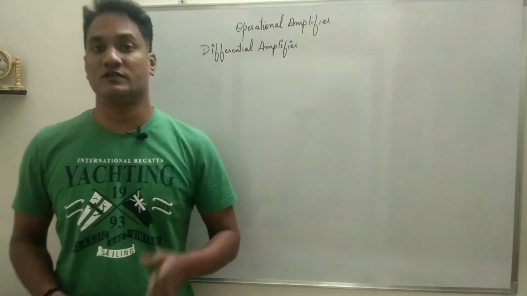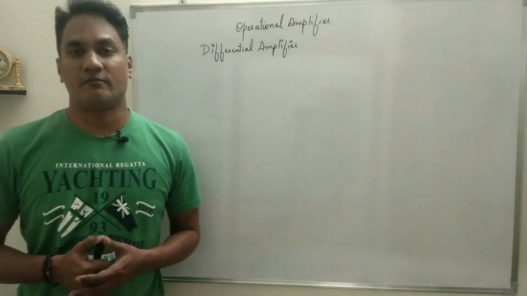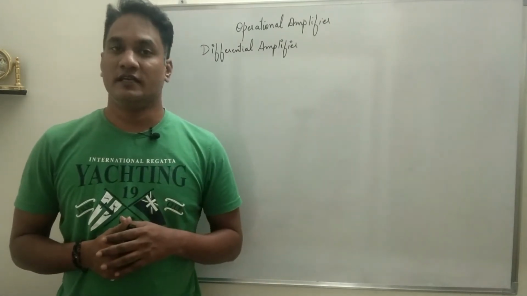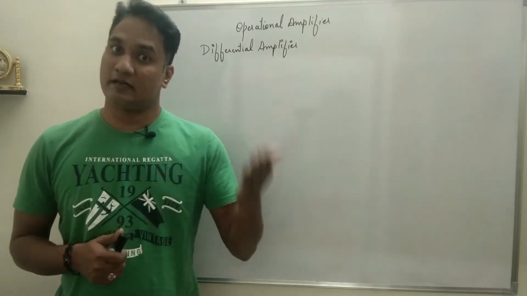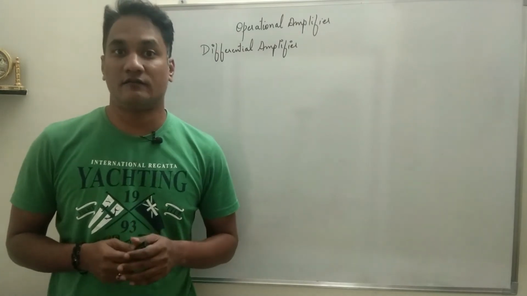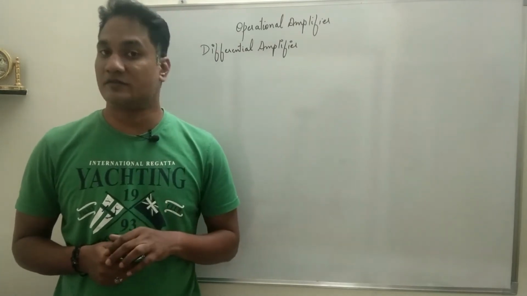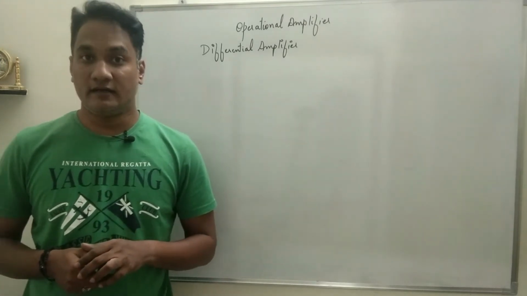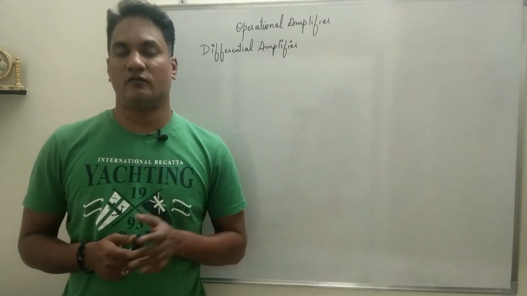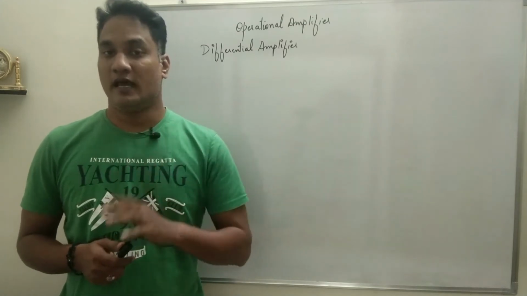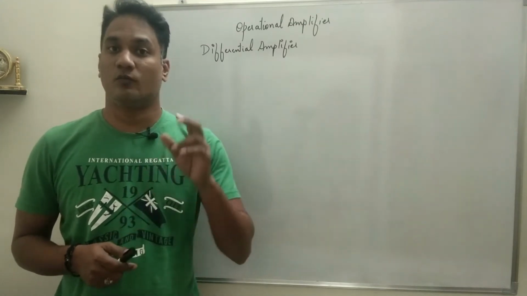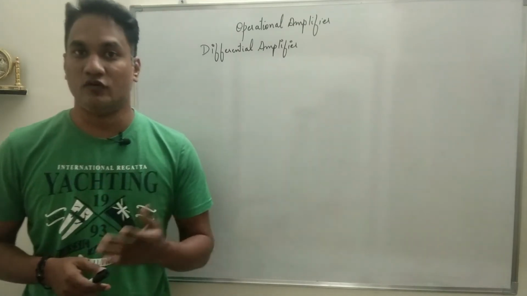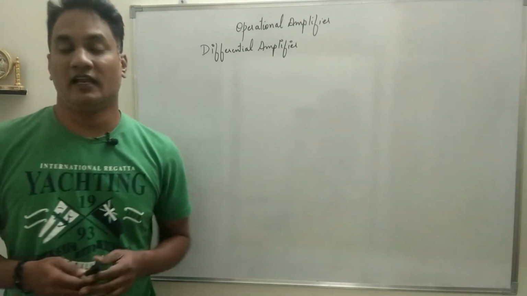The disadvantage which was there in RC coupled amplifier was removed by using direct coupled amplifier, but direct coupled amplifier also had a disadvantage: in the absence of biasing resistance, drift will be observed, and a small noise at the input will be amplified at the output. So both these disadvantages can be removed by using differential amplifier.